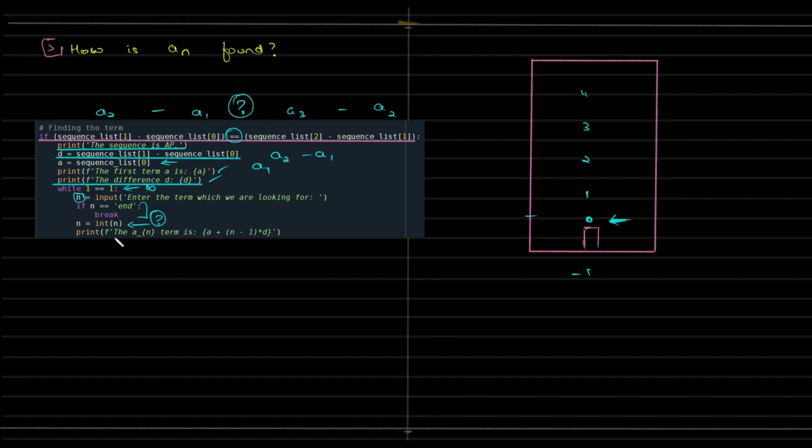Now coming on to the print statement. The nth term is a plus n minus 1 into d. So this is where we have the formula, and that's how it works. As you can see, the thinking is the same. It's a logical way of thinking through.